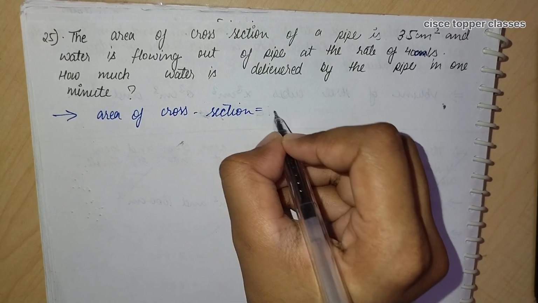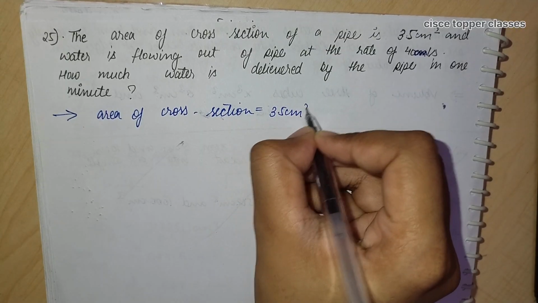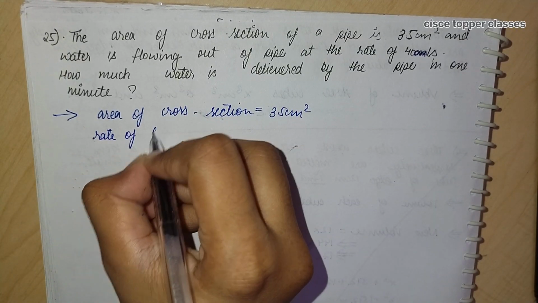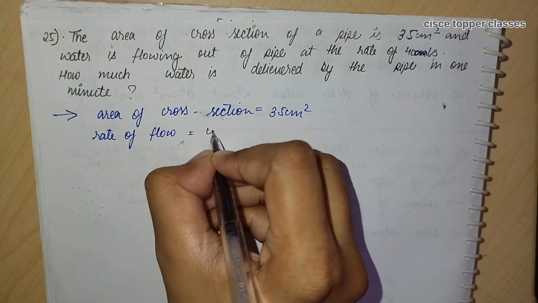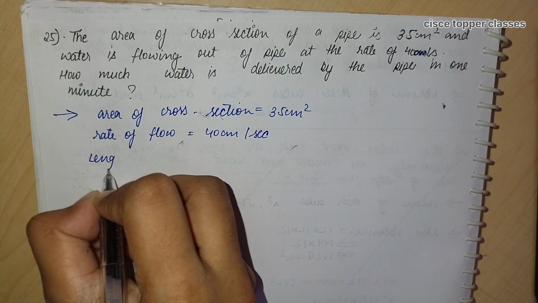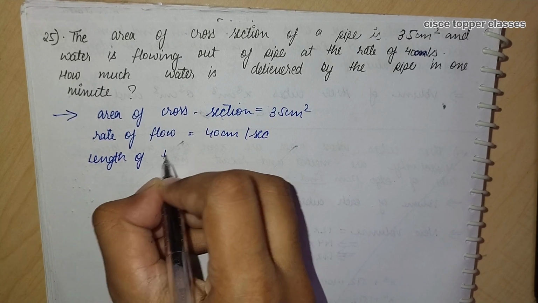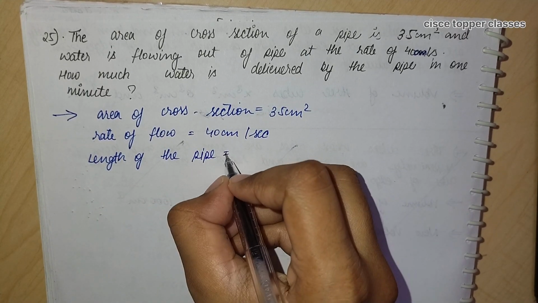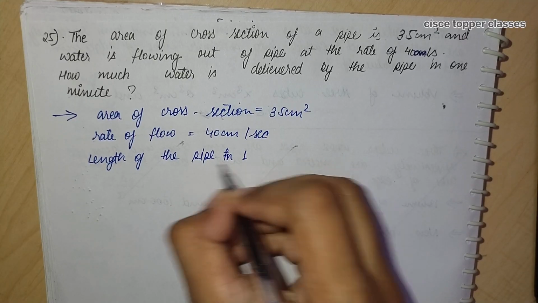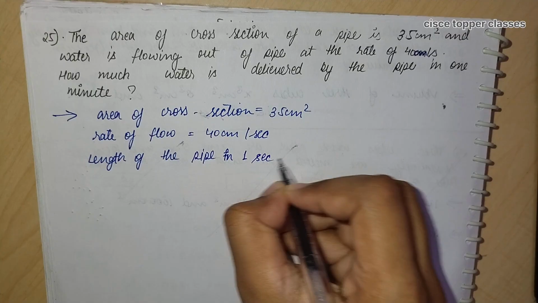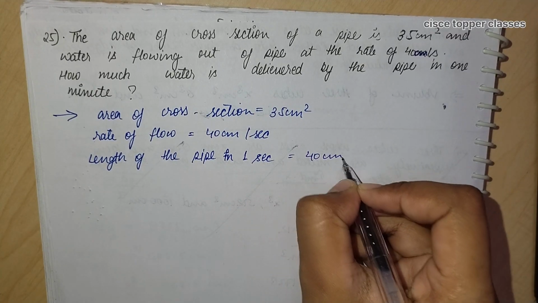So that is equal to 3.5 centimeter square. Now the rate of flow is also given, which is 40 centimeter per second. Means if we find the length of the pipe here in 1 second, length of water flowing from the pipe in 1 second will be 40 centimeter, we can write.